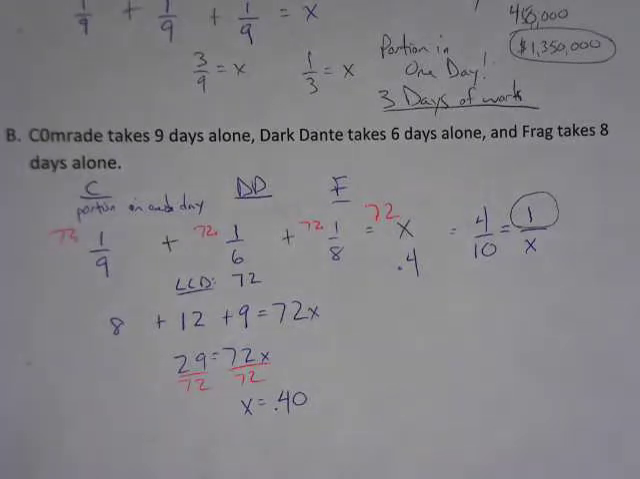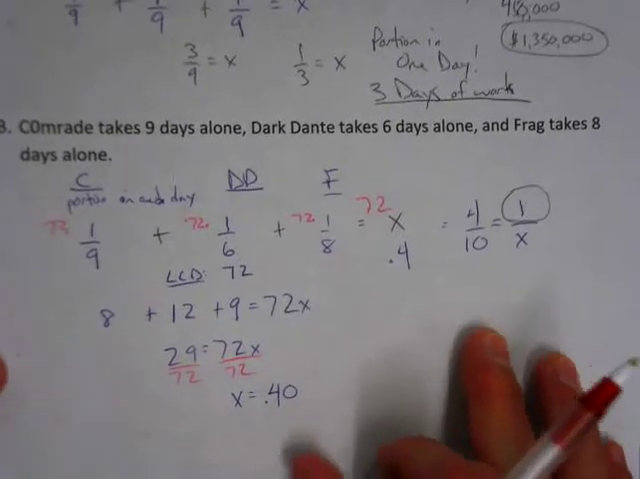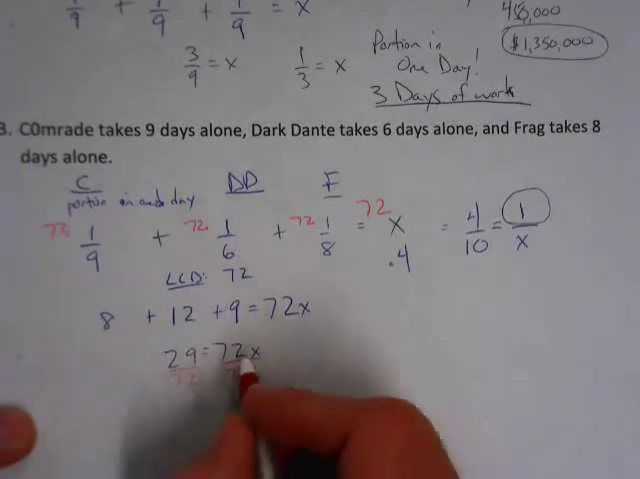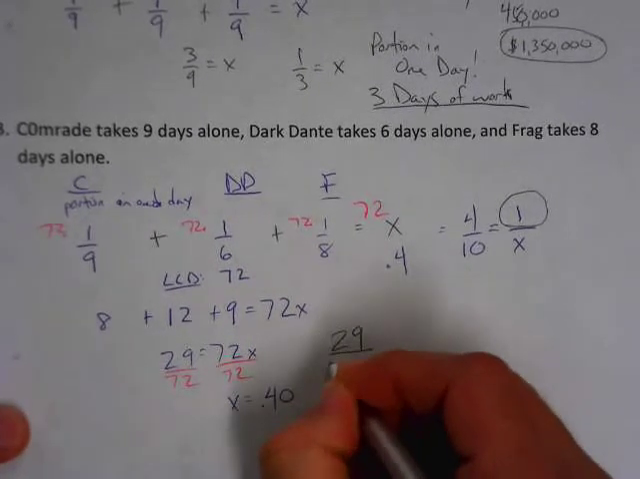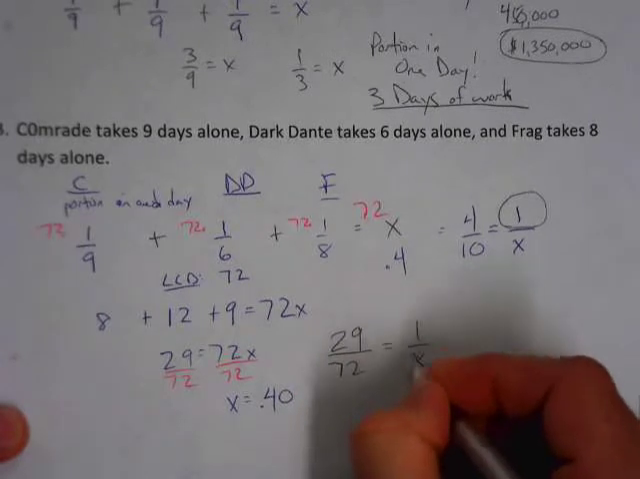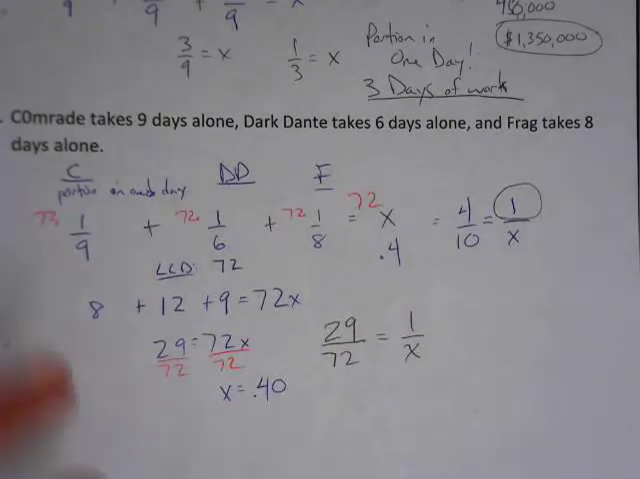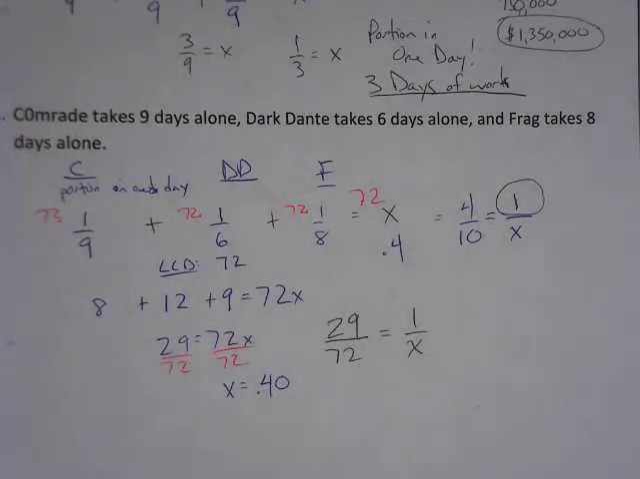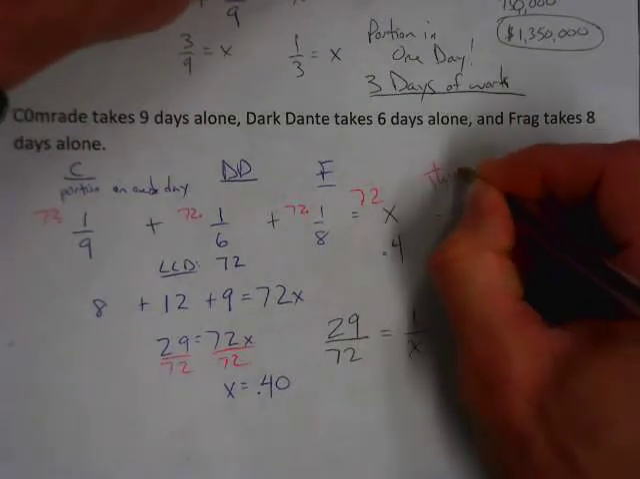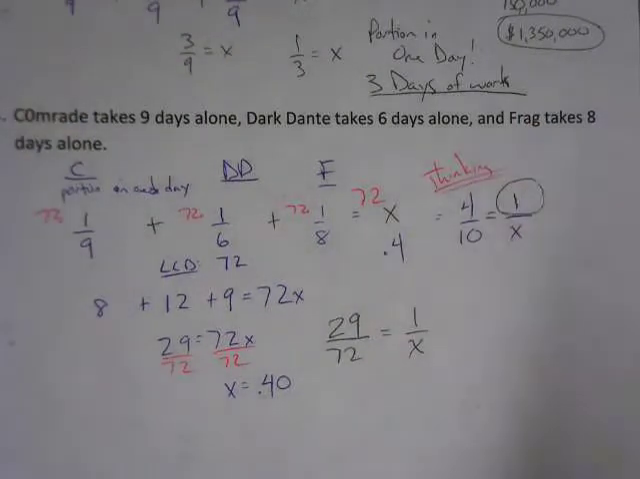Okay, so we're getting 0.40, or about 4/10 of the day's work. In fact, more accurately would be to set this proportion up from here. 29 over 72 would be 1 over x. We want to keep it as accurate as possible so we can figure out how many days it would take total. Okay, so this is the hard part. All of this involves thinking carefully and trying to figure out what the situation entails.